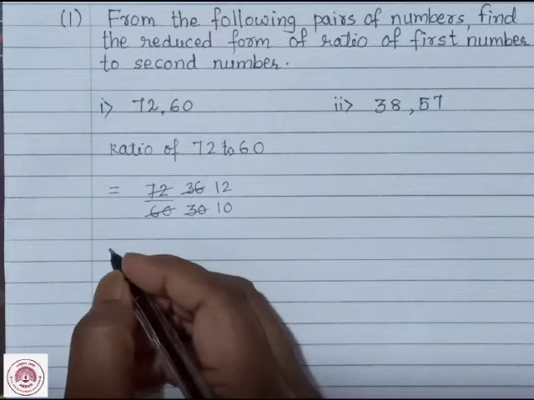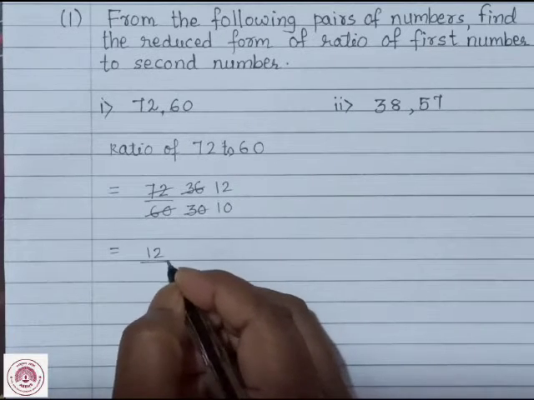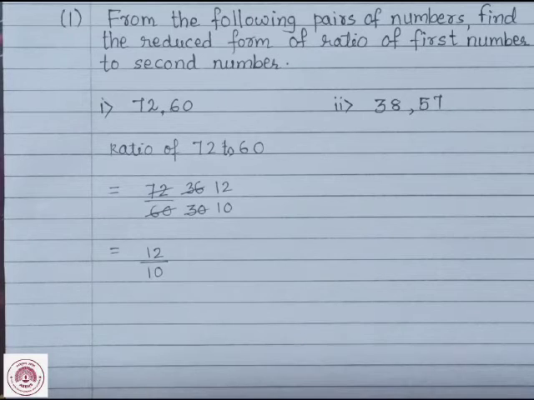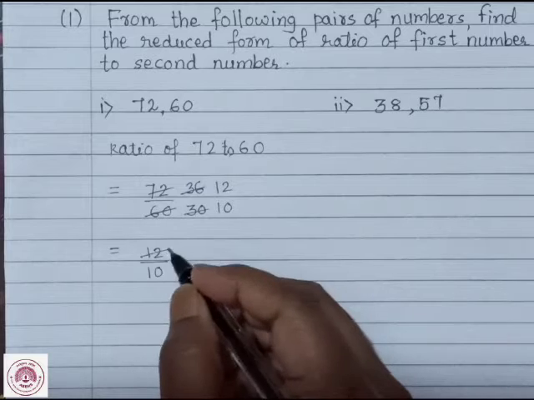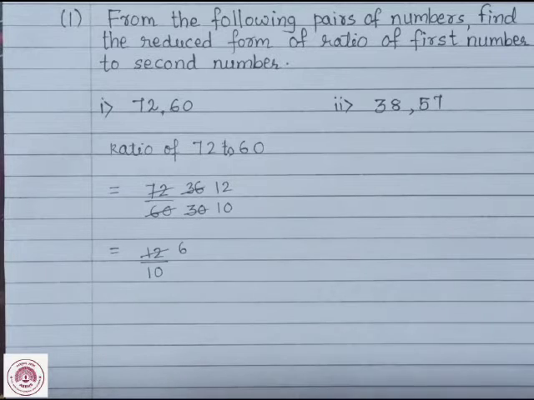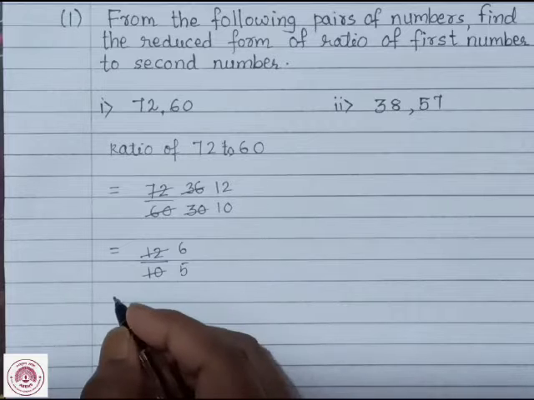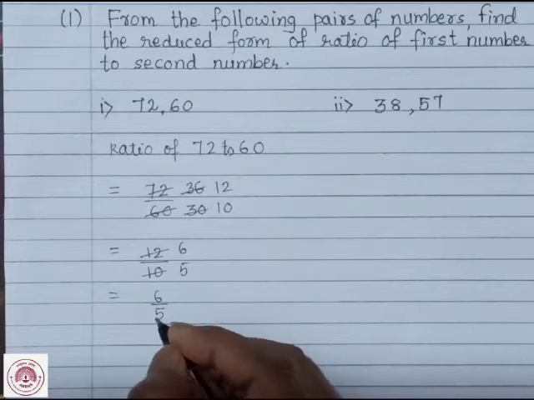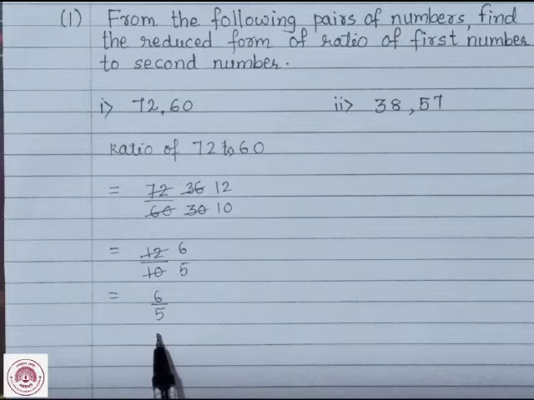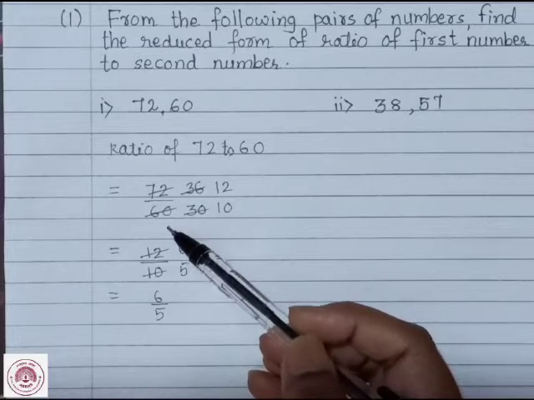So let's write it again. This is equal to 12 upon 10. Now again we can divide it by 2. So 2 how many times? 6 times is 12. 2 5 times is 10. So this is equal to 6 upon 5. So 6 upon 5 is the reduced form of ratio 72 upon 60.